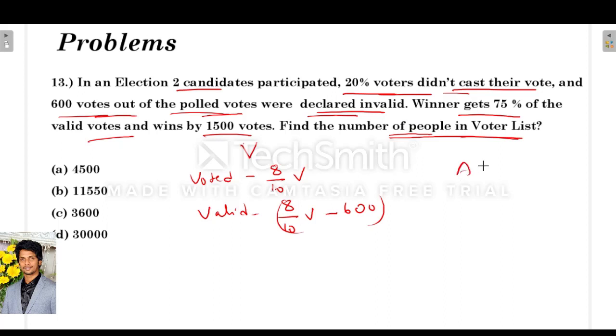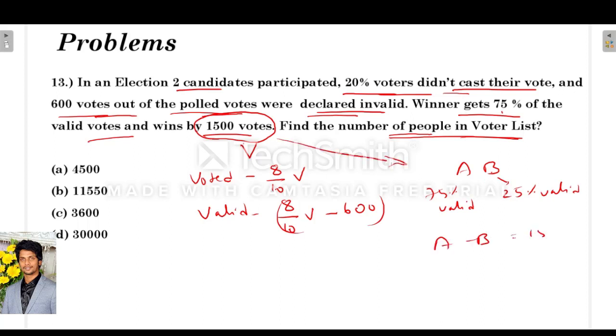So there are two candidates A and B. So they are telling winner gets 75% of valid votes. So he got 75% of valid votes. So it means this guy would have got 25% of valid votes because only two are there. And wins by 1500, means A got 1500 votes majority, means A minus B is 1500. So A minus B is 50% of valid votes, right? So 50% of 8 by 10 V minus 600 is 1500.